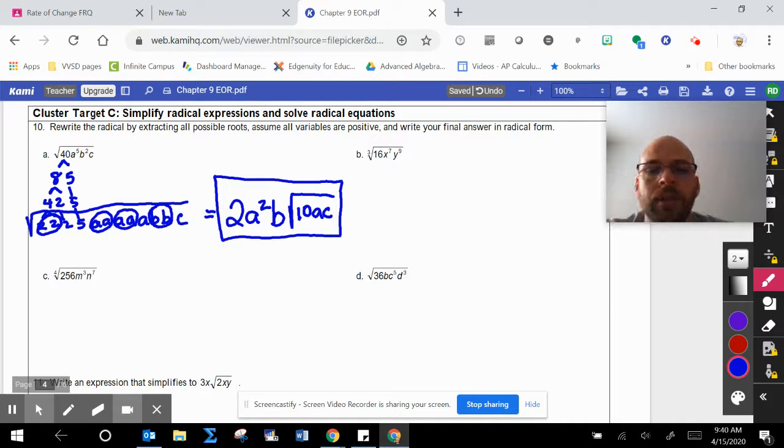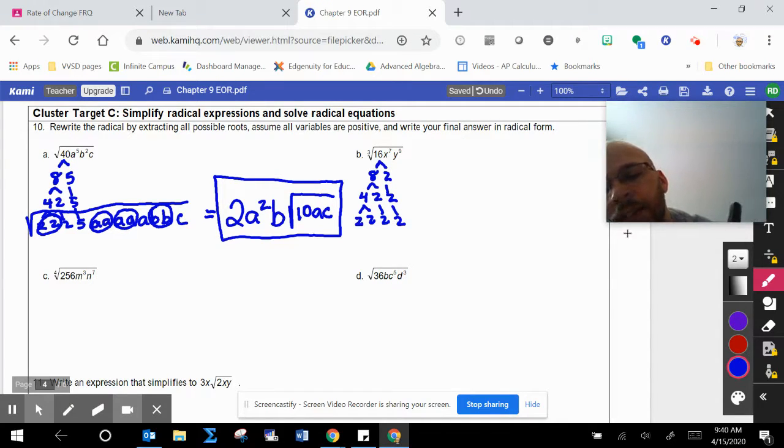Okay? So let's take a look at B. Now this one is a little different because it's a cube root. It's not a square root, it's a cube root. So if I do this, let's break down 16. I'm going to say 8 times 2, 4 times 2 times 2. This is 2 times 2, a lot of 2's here. So 16 is just 2 four times. I have 7 x's, 1, 2, 3, 4, 5, 6, 7, and 9 y's, 1, 2, 3, 4, 5, 6, 7, 8, 9.